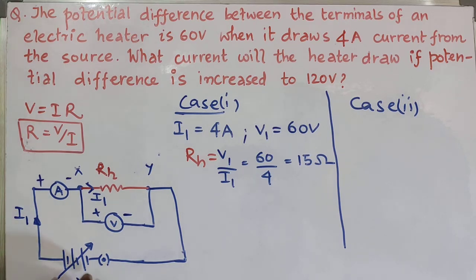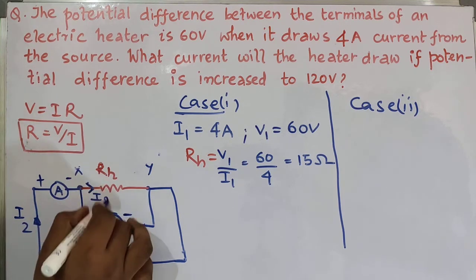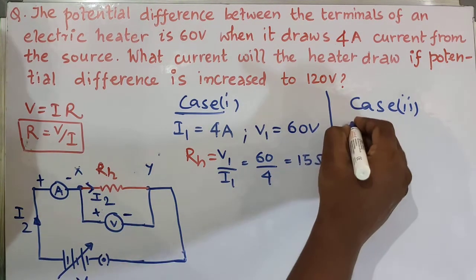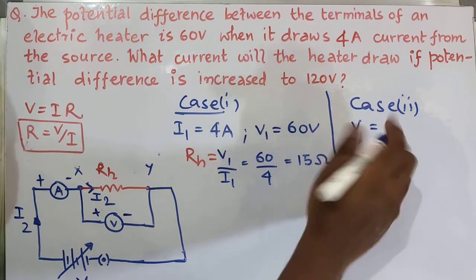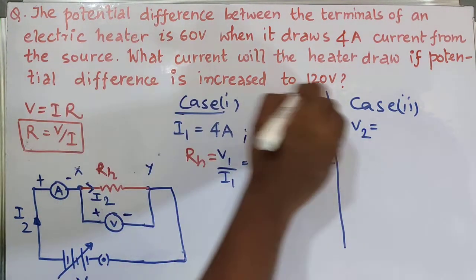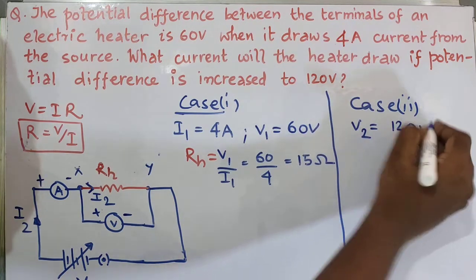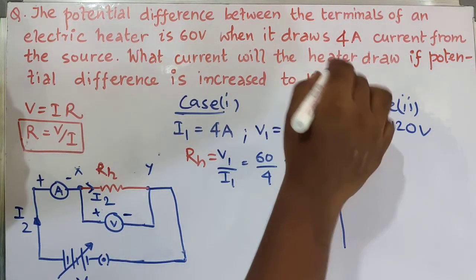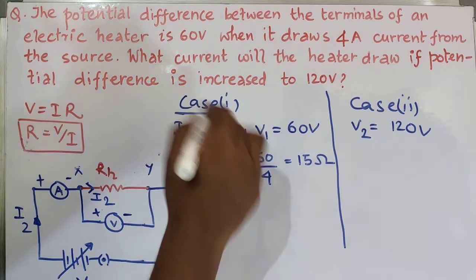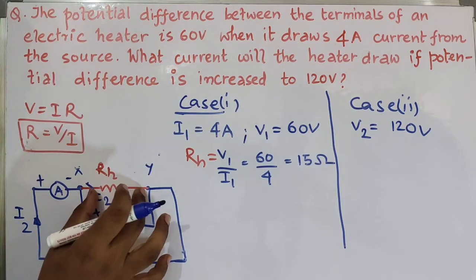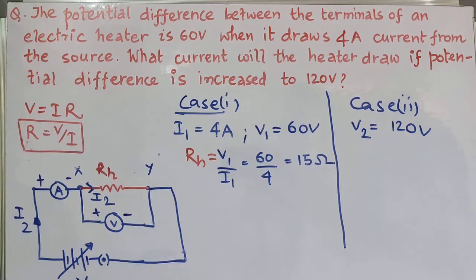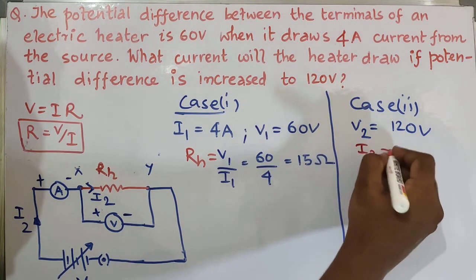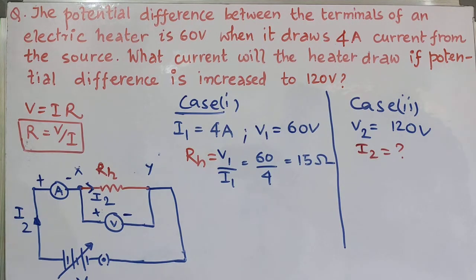Now, since I have a variable source, I can change the current. Now I am passing a current of I2 through the conductor. So how much current is passing through the heater? I2. What is the voltage seen there? Voltage is V2 in the voltmeter, 120 volt, right? In the question it's given, what current will the heater draw if the potential difference is increased to 120 volt? So the potential difference across it became 120 volt, but what is the current flowing through it? I2. That we have to calculate.